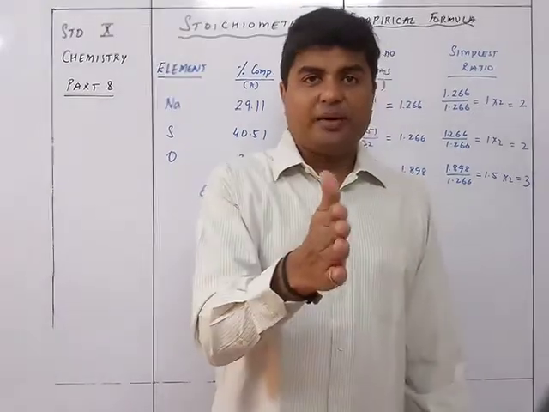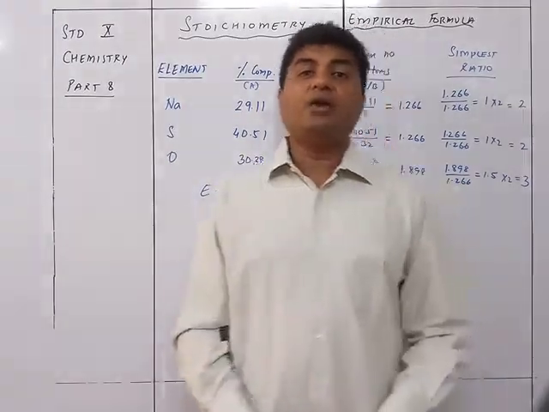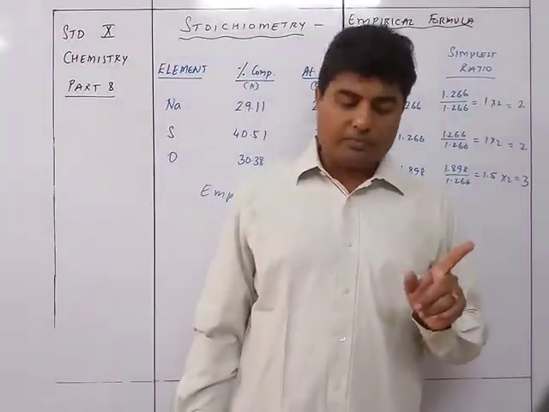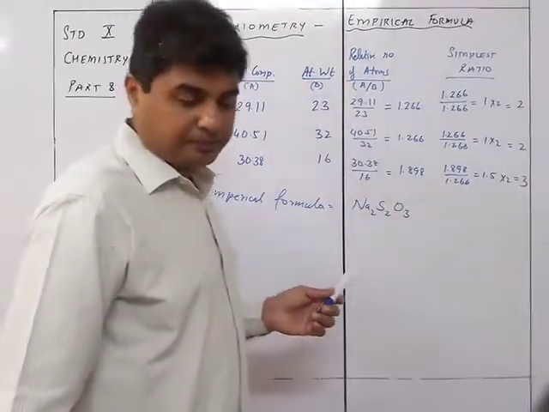But if it is in between, that is exactly 4.5 to 5.5, then you are going to multiply all of them by 2 to make it into a whole number. So that is how you are going to find out the empirical formula.